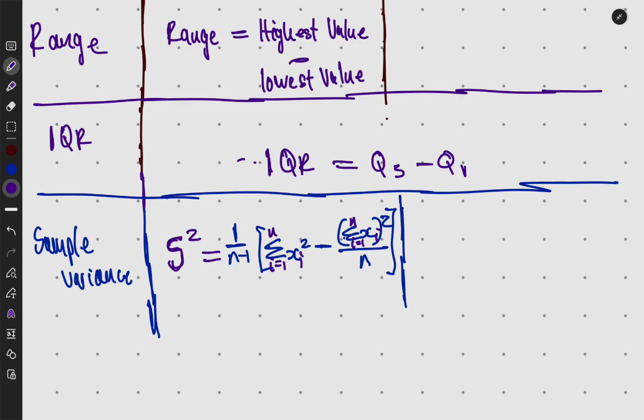Now what changes when you're now going to grouped? When we're now going to grouped, we don't have an x anymore.